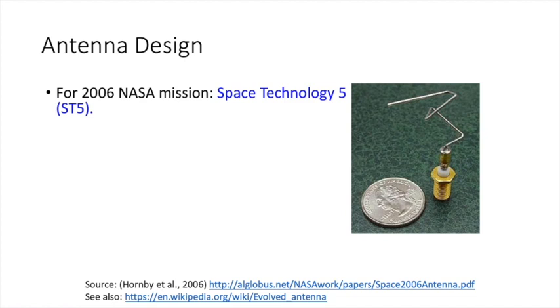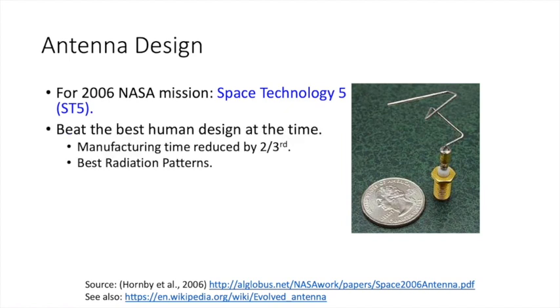Now, what is the most important component of a satellite? Well, it has to be an antenna. After all, a satellite has to send and receive signals. So NASA utilized a modern optimization method to design their antenna.